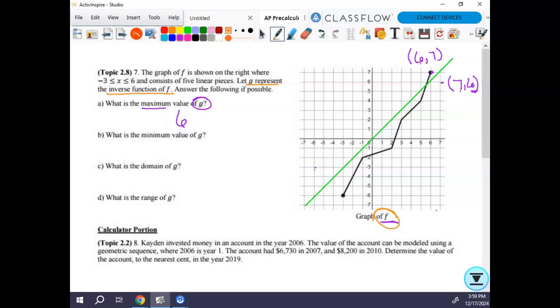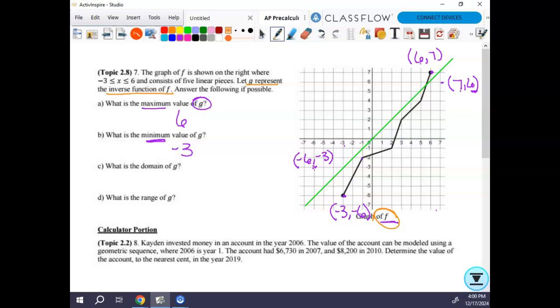Then this point here is at -3, -6. If I reflect it, I'm going to get -6, -3 right there. So the minimum value, that's still going to be the minimum value because this is going to come here, this comes here, nothing else is going to be smaller than that. So the minimum value is -3.